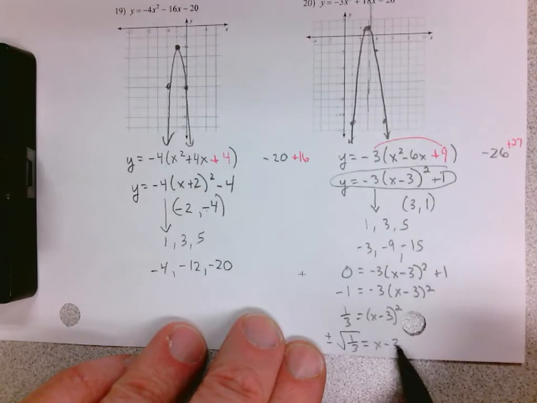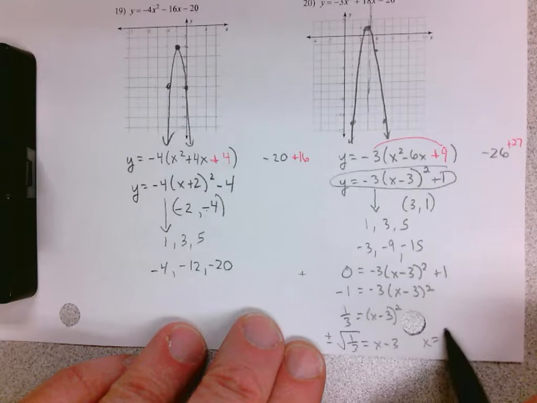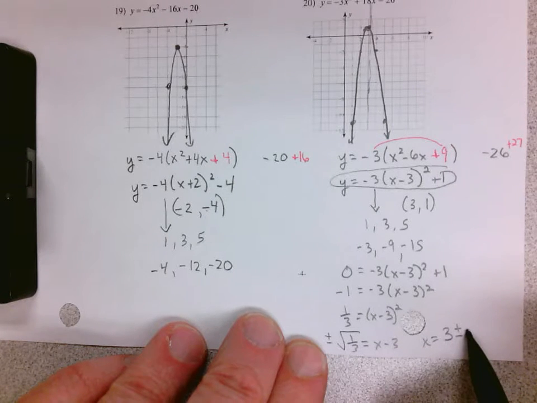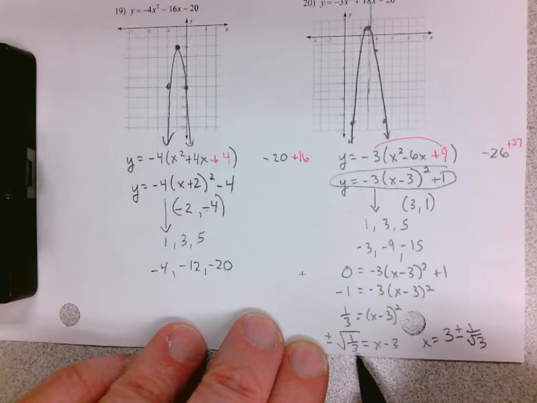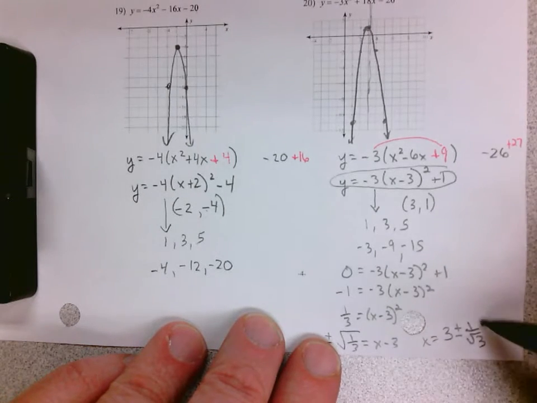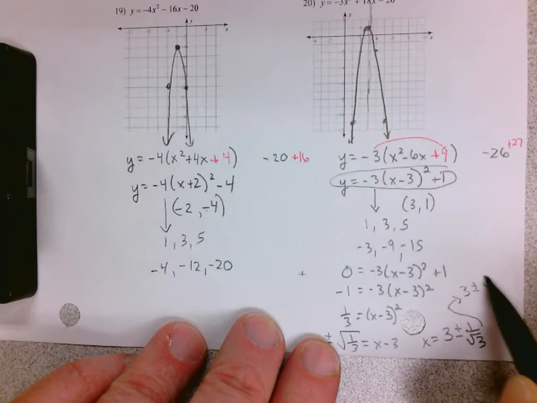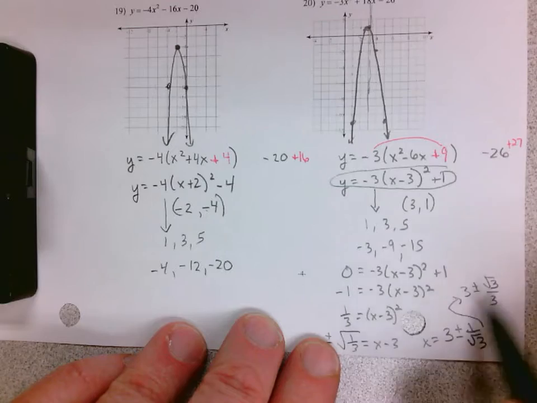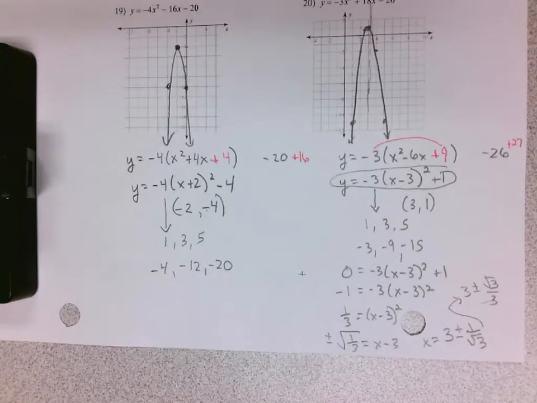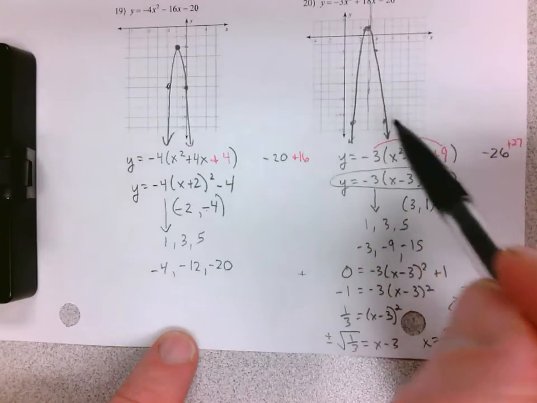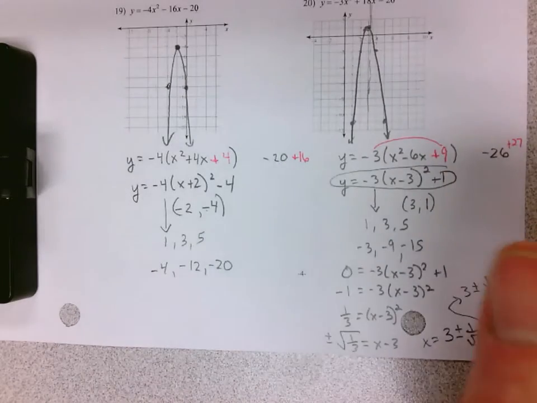So your final answer is 3 plus or minus 1 over radical 3. Square root of 1 is 1. And then you got to rationalize that. So 3 plus or minus radical 3 over 3. So 3 plus radical 3 over 3, 3 minus radical 3 over 3. You could change those to a decimal to find the values. This paper was more about getting the sketches right.